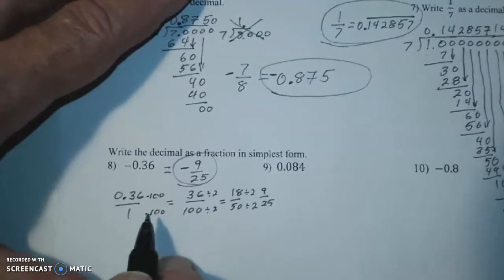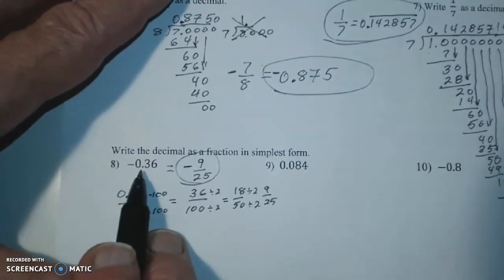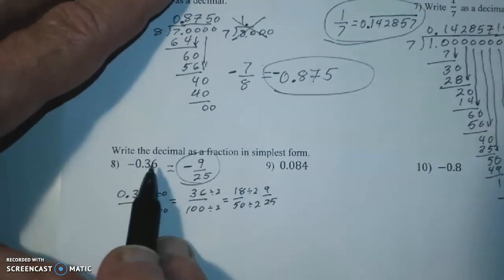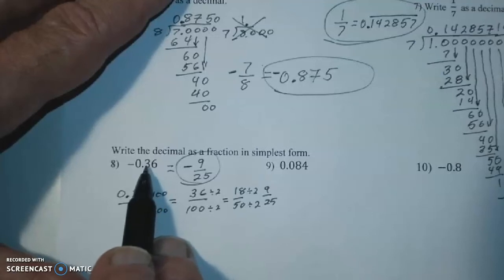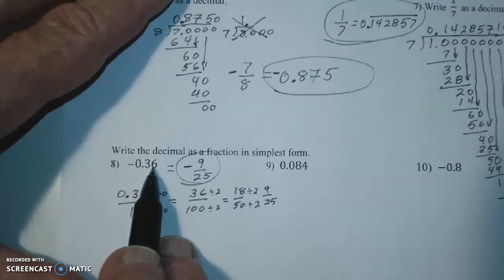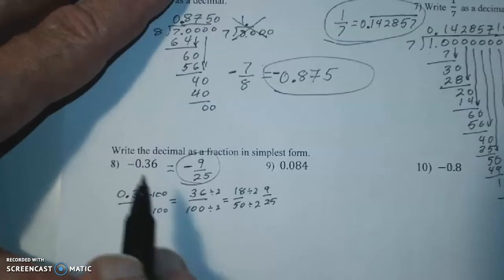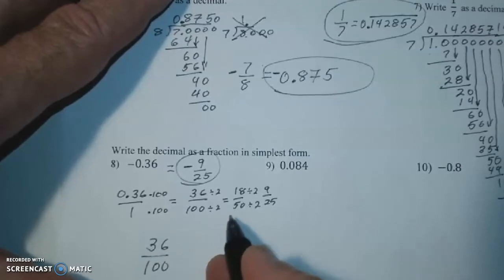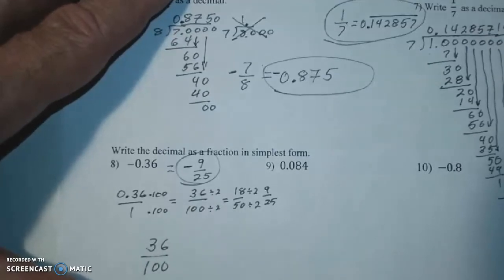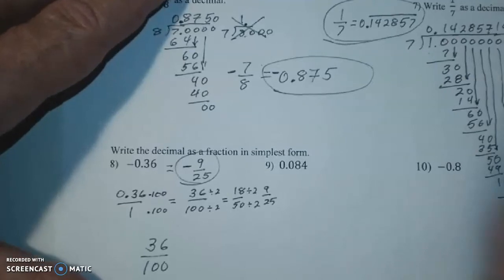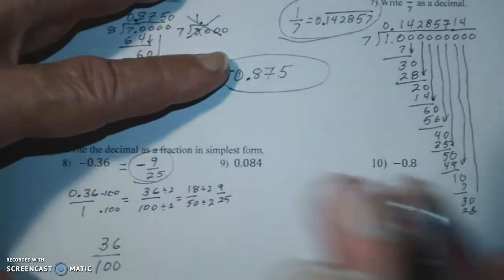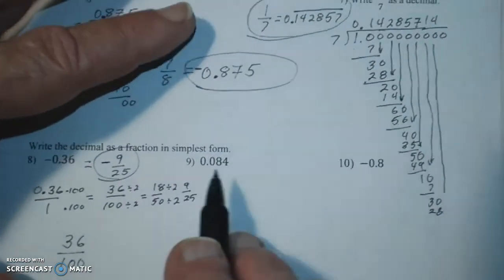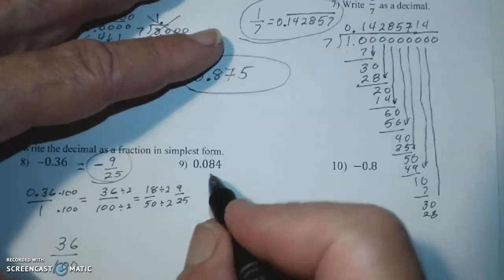The other way to do it is read the decimal properly. You say it's 36 hundredths. Read the last column you're out to. It's 36 hundredths. That sounds like a fraction right there. And then do the reducing we just did. You'll come up with that same answer, negative 9/25. I prefer this second method, so that's what I'm going to do here.